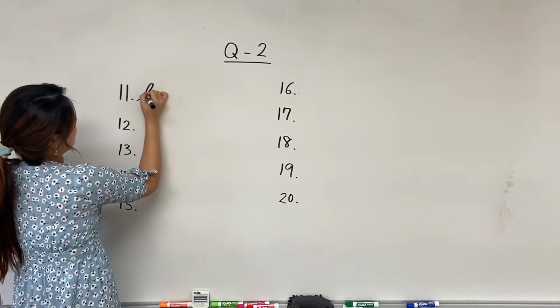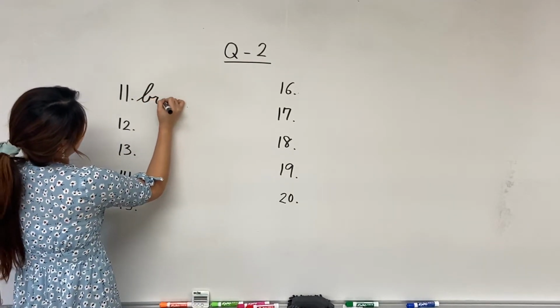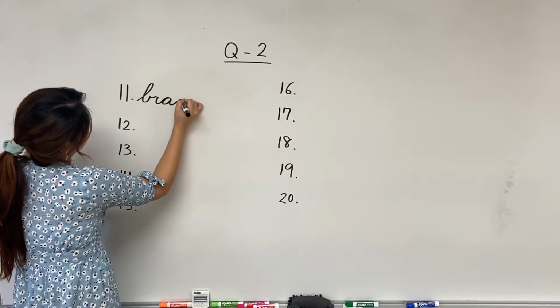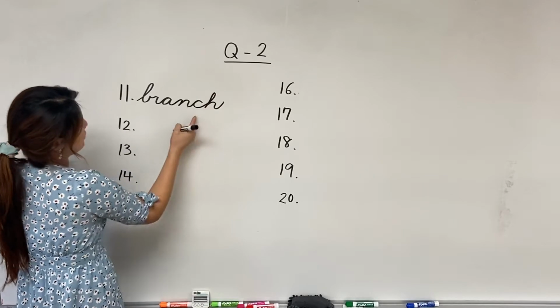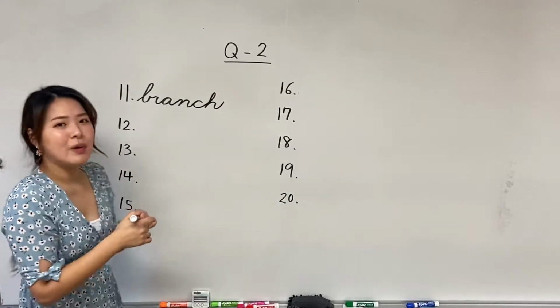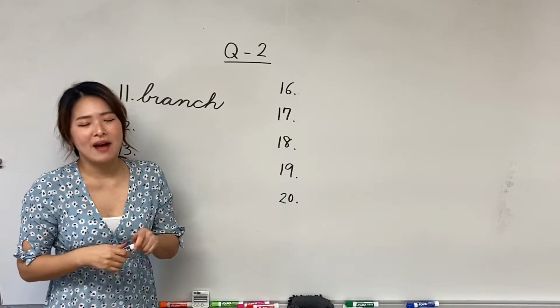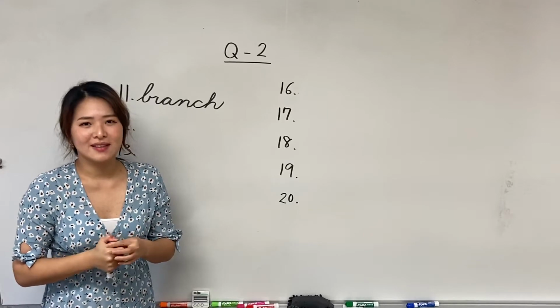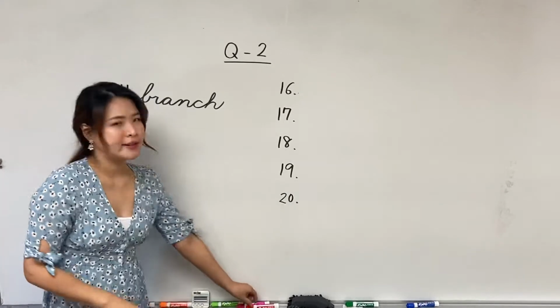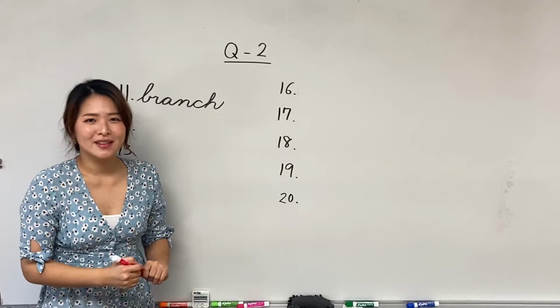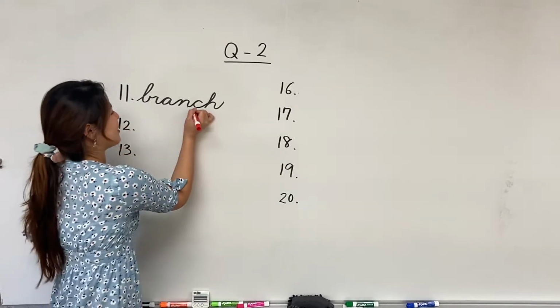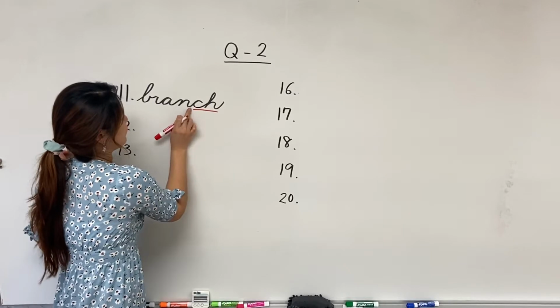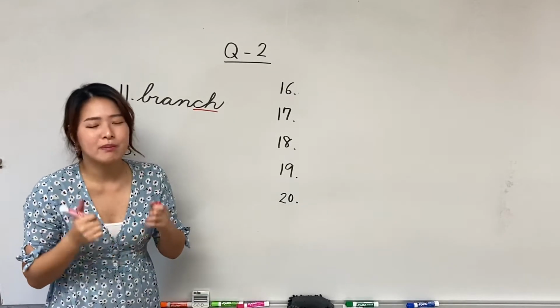B, r, a, n, ch. Branch. Now, what kind of rules or markings do we have in branch? AJ, what do you think? We have to underline the ch because it's a multi-letter phonogram. Perfect.